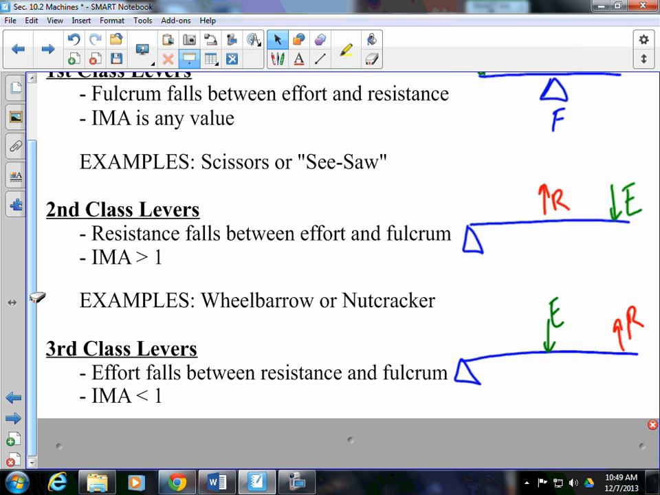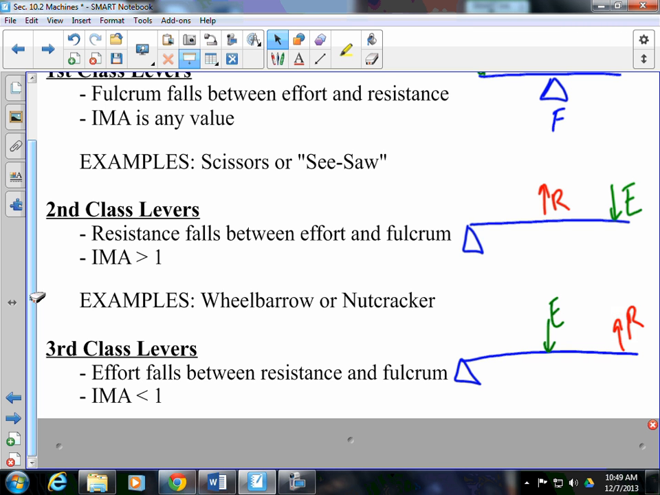The third class lever, you guys might use the third class lever every single day. In fact, a third class lever is going to buy Danny Wagner a nice scholarship. So go figure out what a third class lever would be real quickly. A bat. Any object you swing is going to be a third class lever.